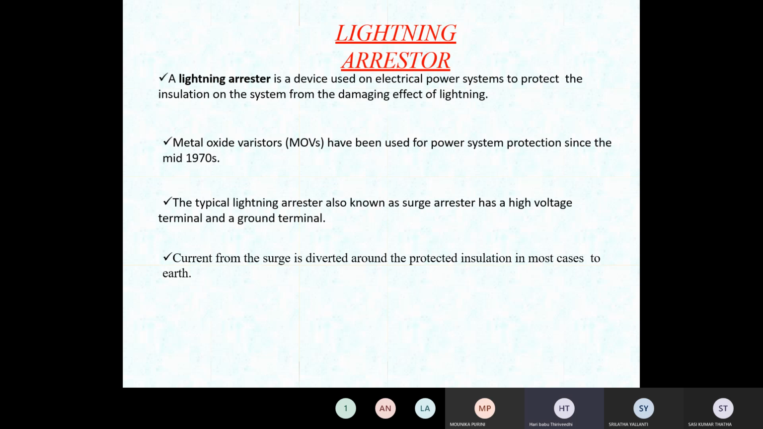We already discussed the lighting arrestor. The lighting arrestor is a device used on an electrical power system to protect the insulation of the system against direct lighting strokes. Generally, metal oxide varistors (MOVs) have been used for power system protection since the 1970s.